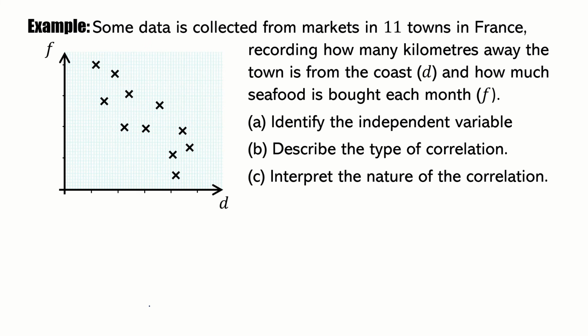So, part A, they've asked us to identify the independent variable. Now, there's two clues for answering that. First of all, just by looking at the horizontal axis, there's a big clue of which one of them it's going to be, because we said the independent variable is usually plotted on the horizontal axis. But the other aspect is just from how the words in the question have described the scenario, which is that they decided to collect the data from markets in 11 towns, which is implying they chose which 11 towns it was. So therefore, the independent variable is going to be the distance from the coast.